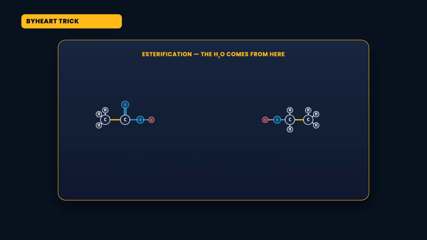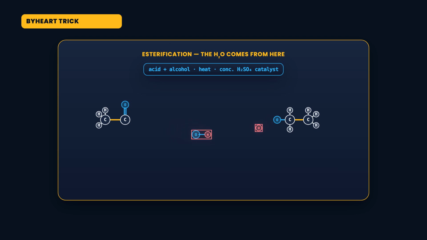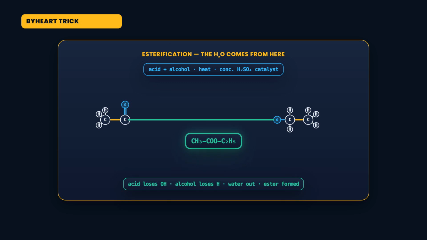6. Esterification. Acid plus alcohol under heat, with concentrated sulfuric acid as the catalyst, gives ester plus water. The acid loses an OH. The alcohol loses an H. Together, they make water and an ester.